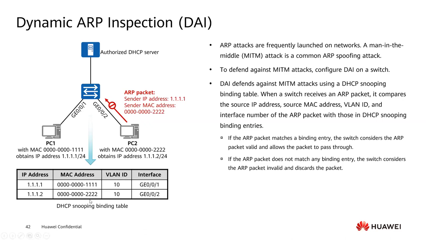If the binding table does not exist on the switch, the ARP packet will be rejected, denied, or dropped by the switches which enable the DAI function.